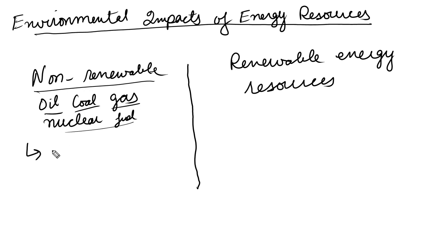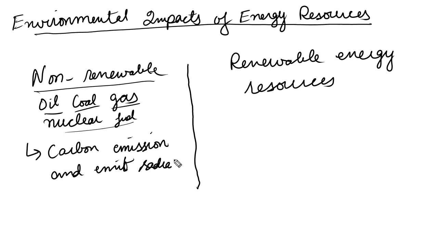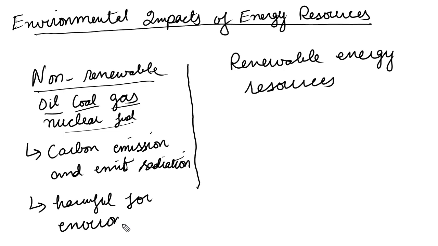So oil, coal and gas, they do the carbon emissions. The carbon emissions are harmful for the environment, and they also emit radiations like alpha, beta or gamma radiations that could cause ionization in human beings, that could lead to cancer as well. So they emit radiations and carbon emissions, so they are harmful for the environment.